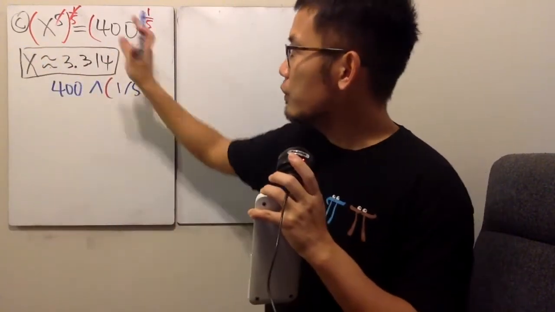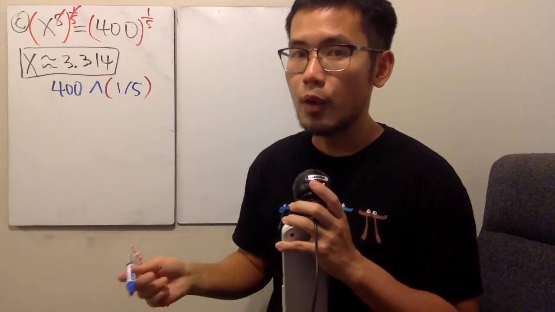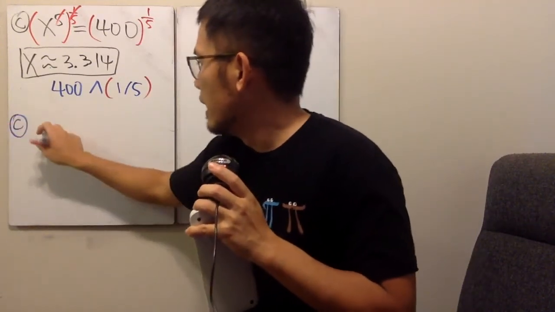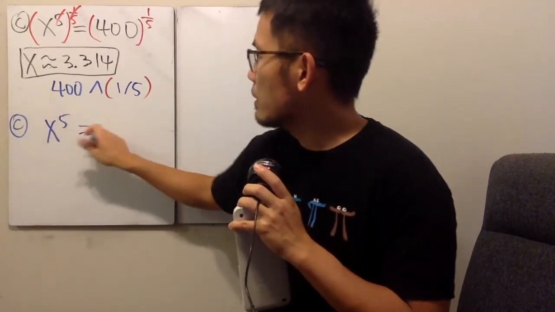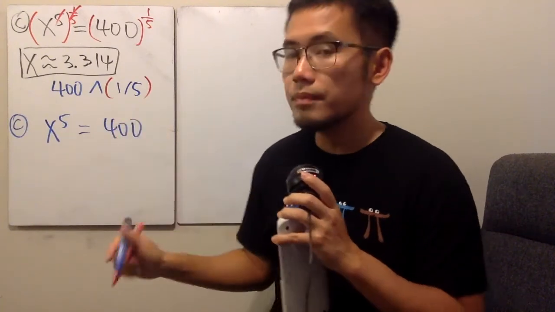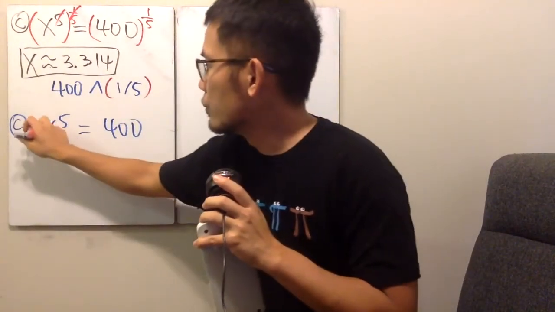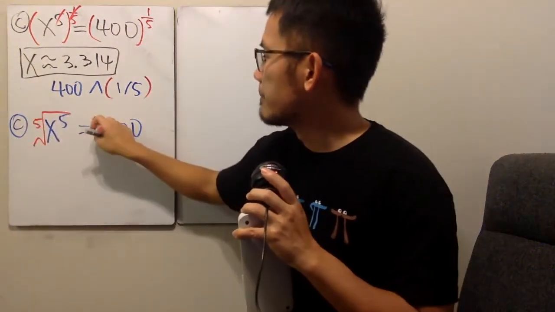Well, if you didn't want to take the 1 over 5 power, you can also look at it like this. x to the 5th power equals 400. Well, you can also do the 5th root on both sides.